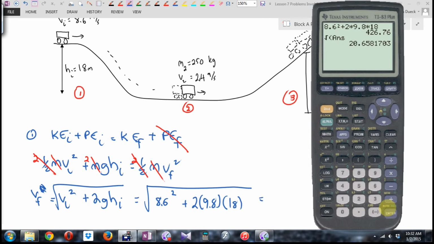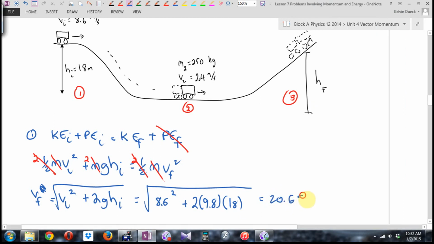Do you get 20.6581703? I'll just wait and see if Rach gets that too. Grant might even get his calculator out one of these days. No, wait a minute. He's got a brain, he's using that instead. Is this my final answer? No, I'll carry some extra sig figs. I'll go 20.6582. Check.